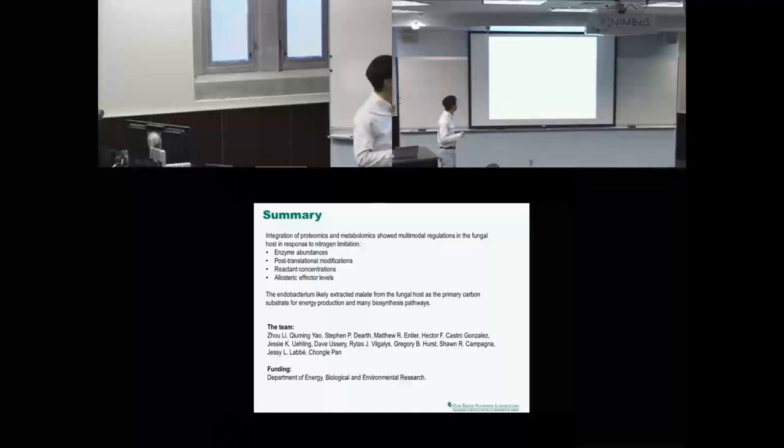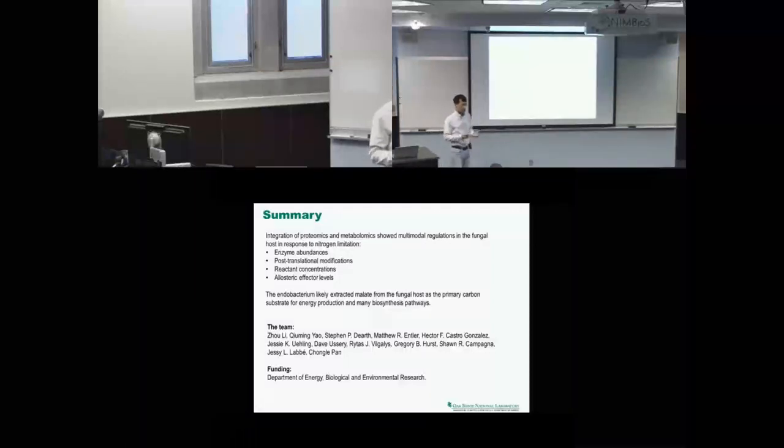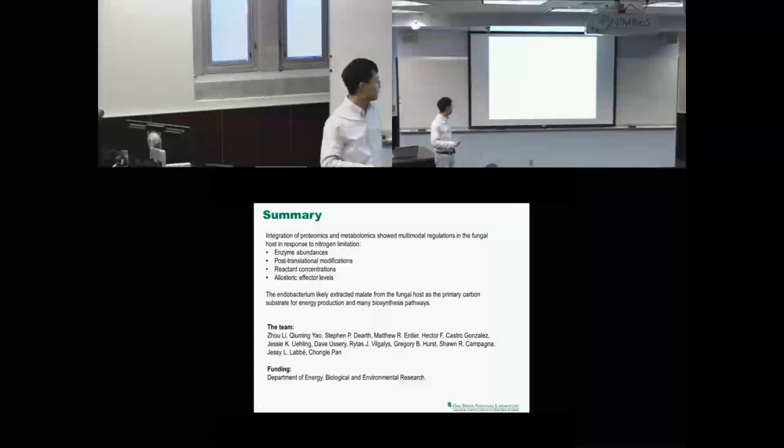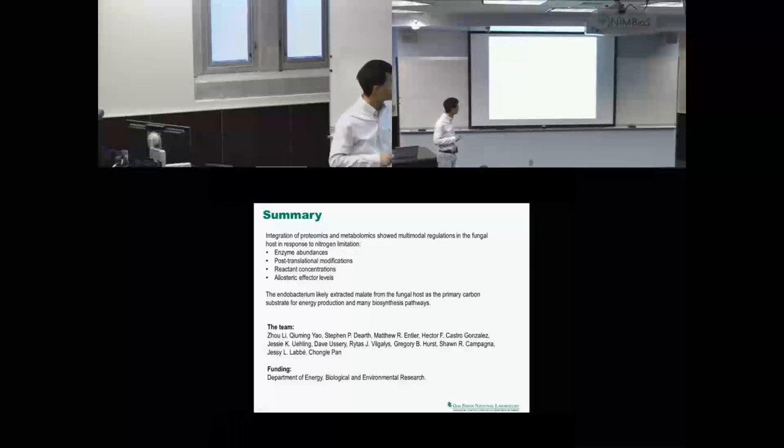And secondly, we also found that the endobacteria most likely extracts malate mainly from the fungal host as a primary carbon substrate for energy production and many biosynthesis pathways. Also, we found many transporters encoded in the endobacteria for importing nitrogen compounds from the fungal host to support its metabolism. So this study is carried out by a large team and funded by DOE.